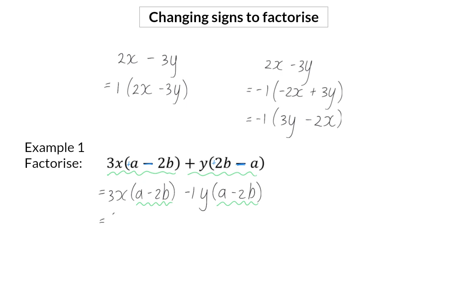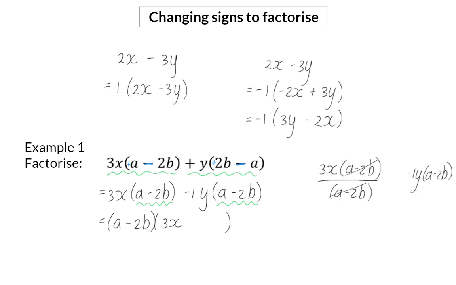So the biggest common factor here is a minus 2b. To determine my second bracket, I'm going to take the first term and divide that by a minus 2b, and I'll be left with 3x. Next, we need to divide the second term by a minus 2b, and we'll be left with minus 1y or minus y. So here, even though the original brackets were not exactly the same, we manipulated them to be the same by taking out a minus 1 as a common factor, because both terms in the bracket had to change sign.